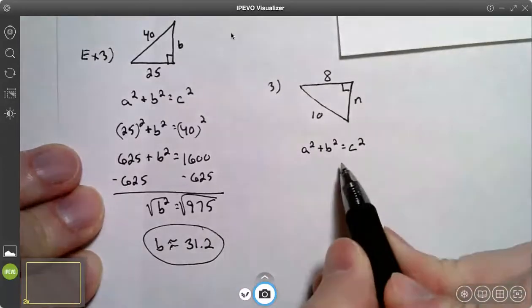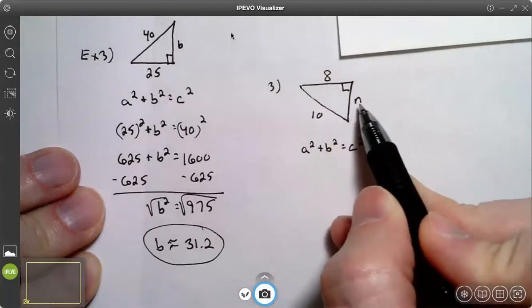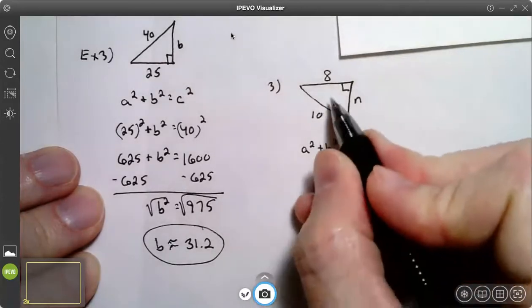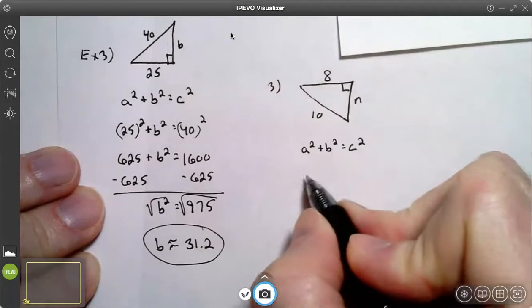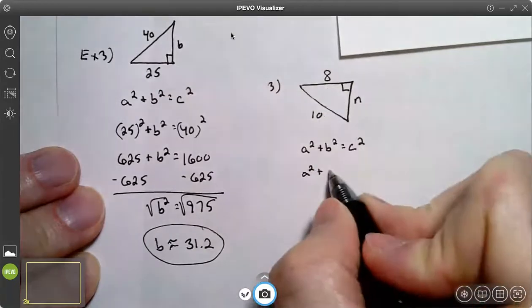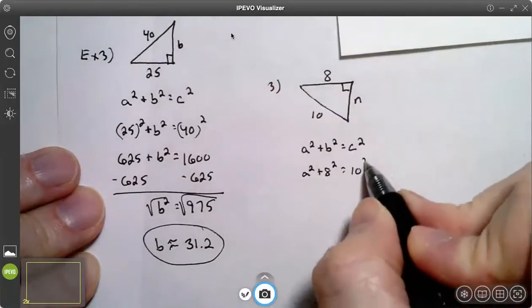You try number 3, where you're given the hypotenuse 10, you're given one of the legs 8, you find the other leg. I've labeled it N, so you can let that be your A or your B, does not matter. All right, so I'm going to plug 8 in for one of them. It doesn't matter which one, so I'm going to leave my A squared this time, and I'm going to plug 8 in for B and 10 in for C.